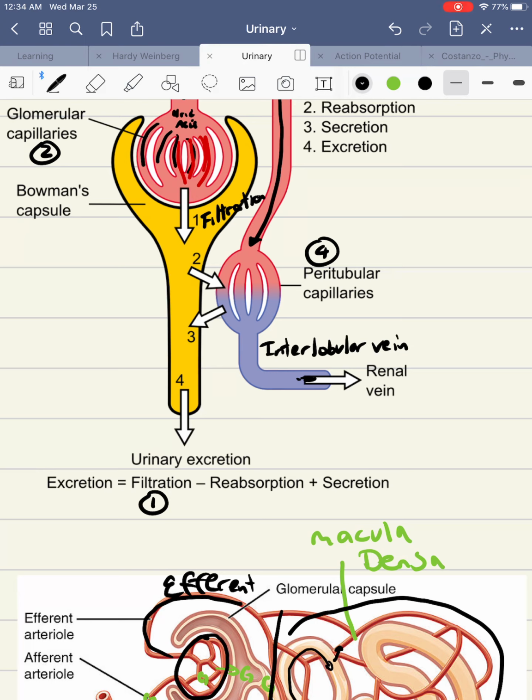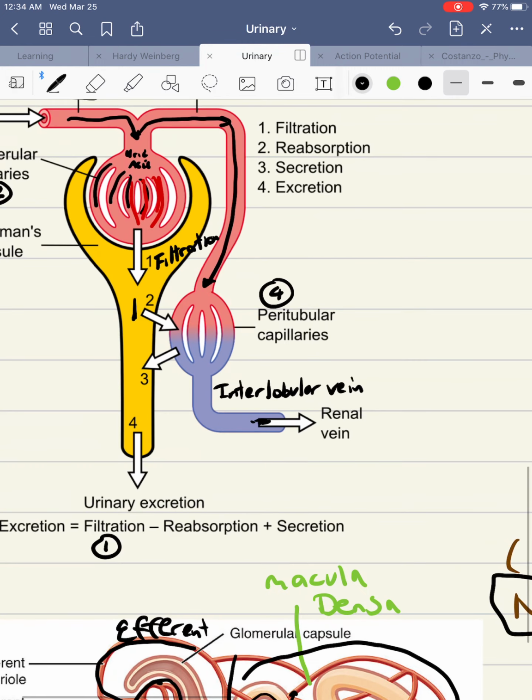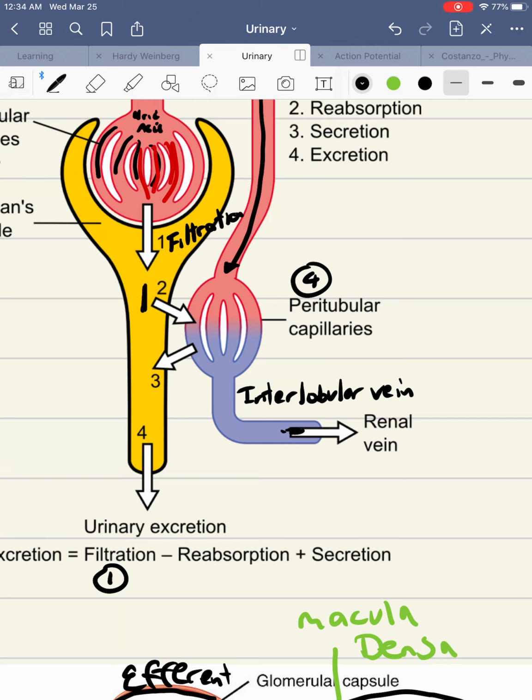Now remember I told you the PCT is the site of reabsorption? Well, what are you doing? You're moving stuff from the kidneys. Remember I told you there's two environments: either you have the kidney, the nephron. So it's going from the nephron and the kidney, same difference, and it's going back into the bloodstream. We call that reabsorption.